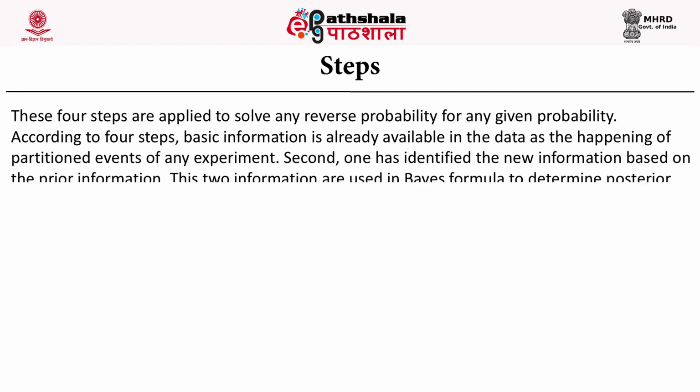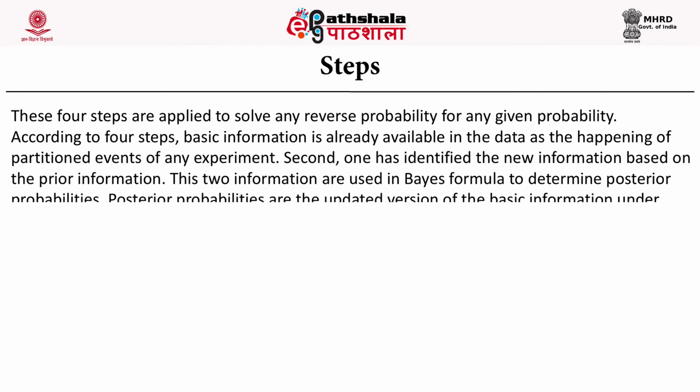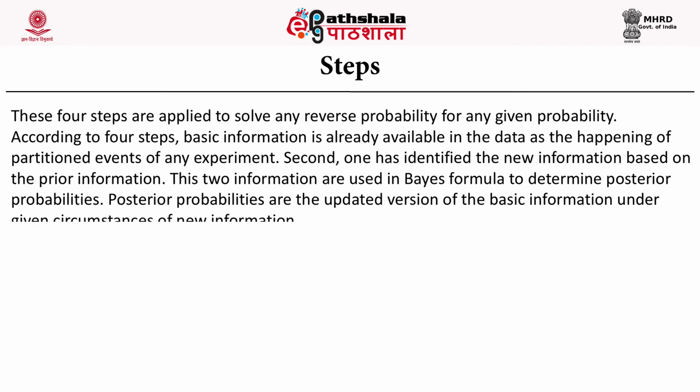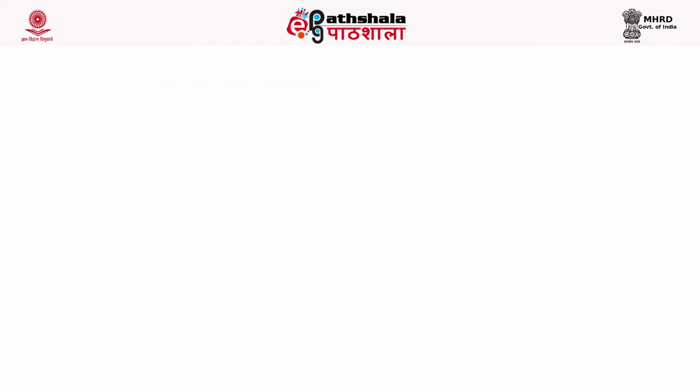According to the four steps, basic information is already available in the data as the happening of partition events of any experiment. Second, one has identified the new information based on the prior information. These two pieces of information are used in the Bayes formula to determine posterior probabilities. Posterior probabilities are the updated version of the basic information under the given circumstances of new information.